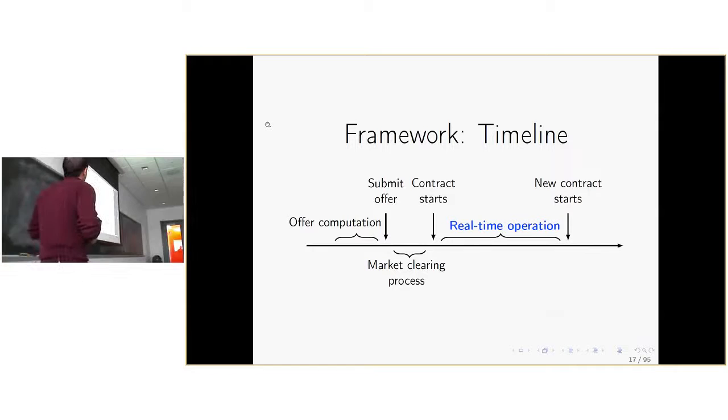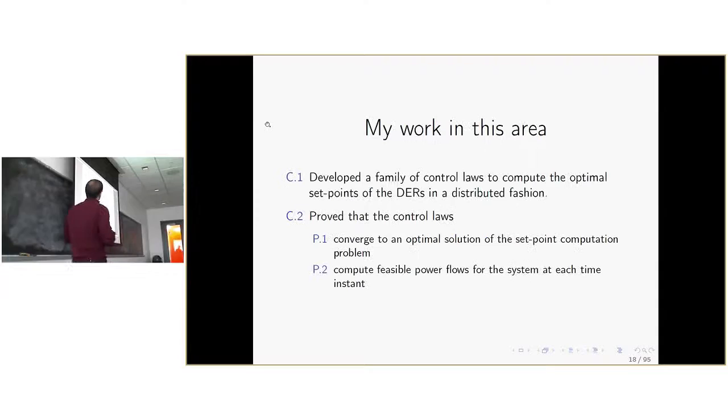In this talk, I'll just focus on real-time operation and try to explain my contribution in this area. We developed a family of controllers for computing the set points of the distributed energy resources. We proved that these controllers converge to an optimal solution of the set point computation problem, and that they compute feasible power flows for the system at each time instant. Okay?